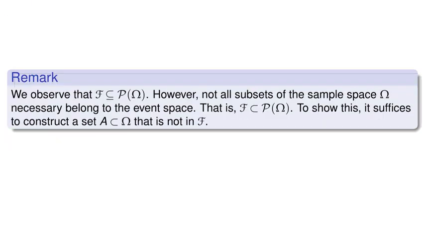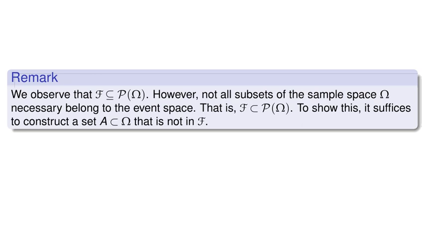A remark on event spaces. We observe that script F is always a subset of the power set of omega. However, it's not always the case that all subsets of the sample space omega necessarily belong to the event space. That is, script F can be a strict subset of script P of omega. To show this, one would need to construct a set A that is a subset of omega but is not in script F. This becomes particularly relevant for uncountable sample spaces.